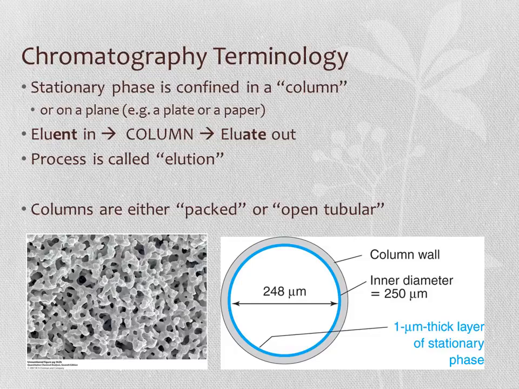No matter what type of chromatography we're talking about, we do have some general terminology where the stationary phase is confined in our column or a plate, and we have the mobile phase. When the mobile phase is going into the column, we call it eluent. Eluent in, goes through the column, and then what's coming out is called eluate. The whole process of passing through the column is called elution. Our columns can either be packed with particles, as shown on the left. This is a scanning electron microscope image of a packed column for HPLC, or they can be an open tube. So you have a cross-section here showing the thin inner diameter of an open tubular column for gas chromatography.